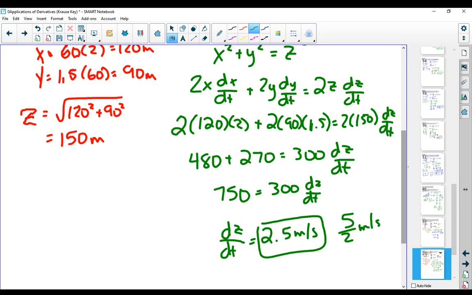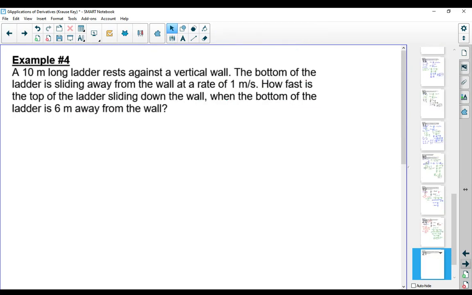All right, just a couple more examples here. Again, we're still talking about rate of change. We've got a ladder, a 10-meter long ladder that's resting against a vertical wall. The bottom of the ladder starts sliding away from the wall at a rate of 1 meter per second. The question is, how fast is the top of the ladder sliding down the wall when the bottom of the ladder is 6 meters away from the wall?